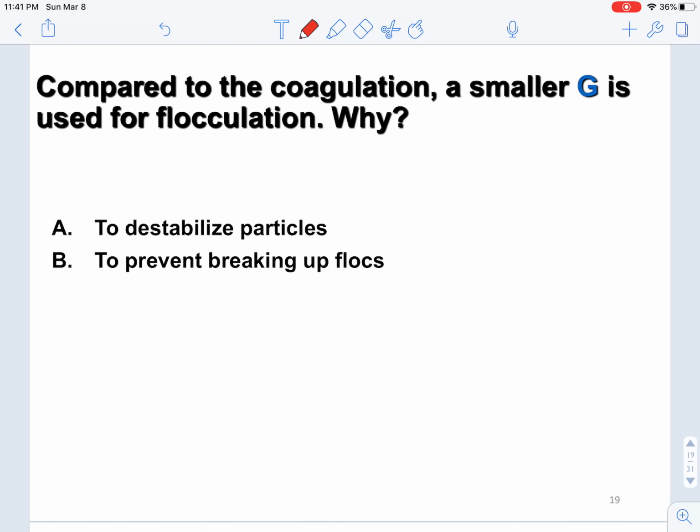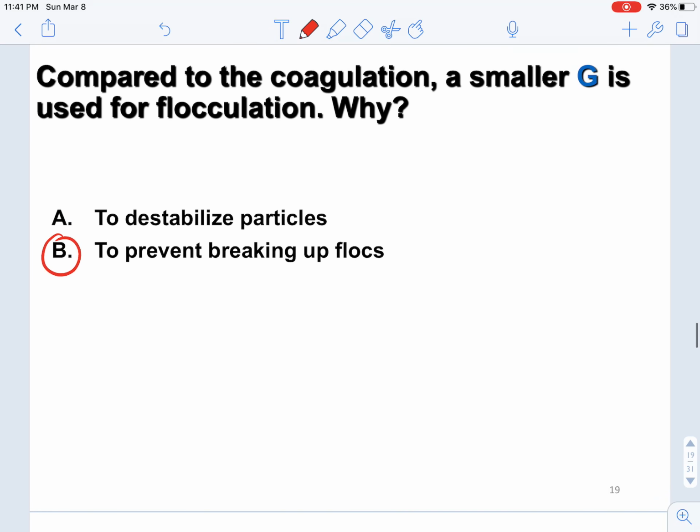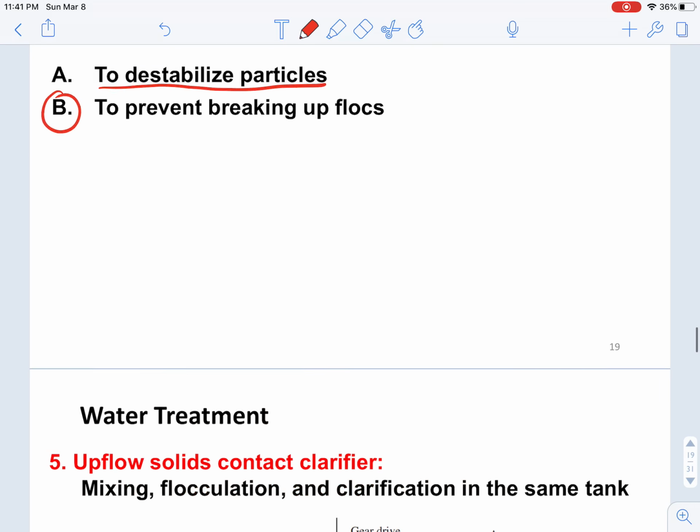So let's look at a quick question. Compared to the coagulation, why is the smaller G needed for the flocculation? This is because we want to prevent the breaking up of the flocs, right? So for choice A here, it's actually the reverse. We want to prevent the destabilizing of the particles. We want to stabilize these particles, right?